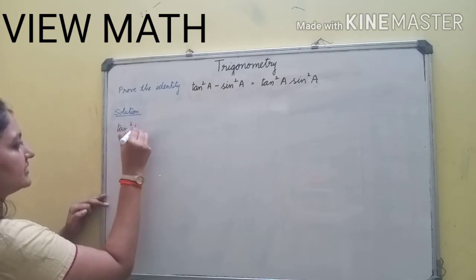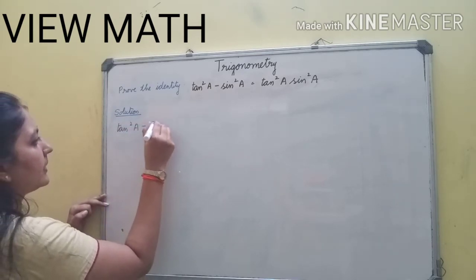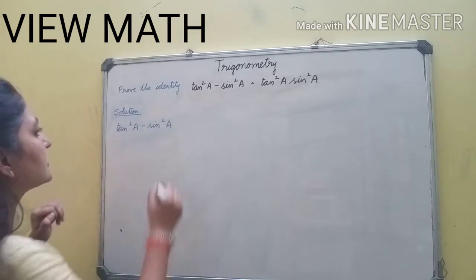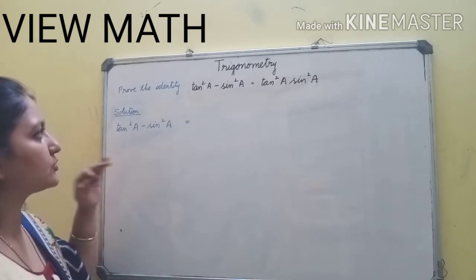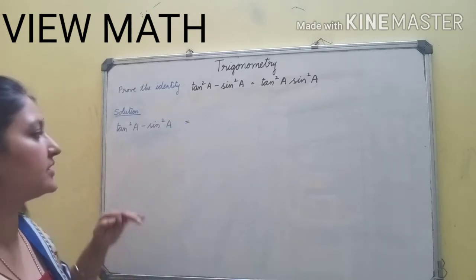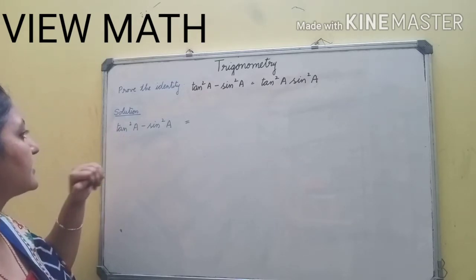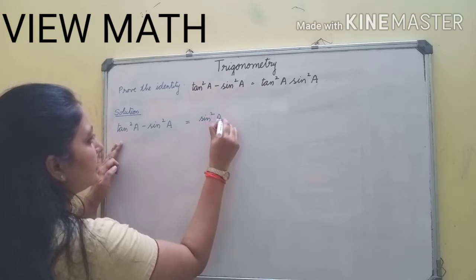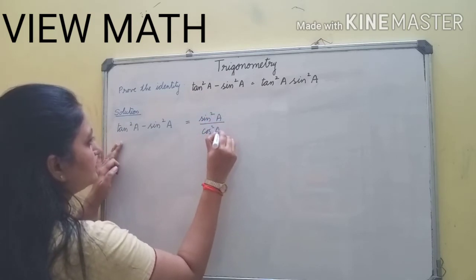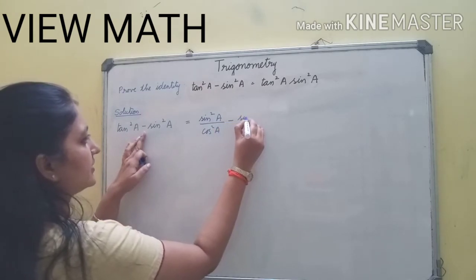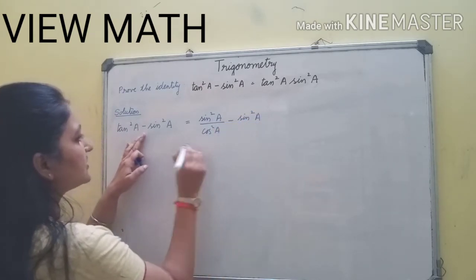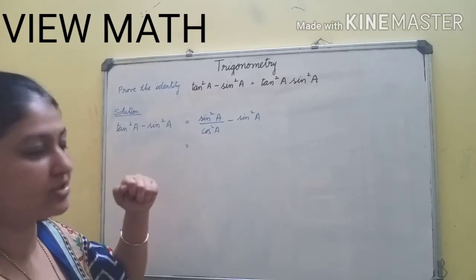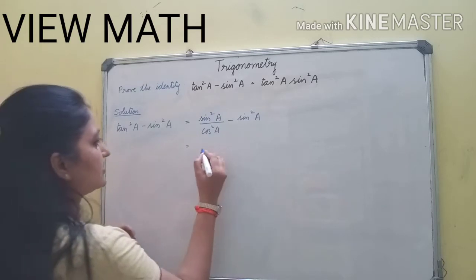Let me take again the left hand side. Tan square A minus sin square A, I am taking. So this is equal to, I told you whenever you take a problem you have to reduce it, you have to simplify it. So tan square A I can write as sin square A by cos square A, right? Sin square A by cos square A minus sin square A. Okay. Now how to proceed next? Let me take cos square A as LCM and proceed, okay.